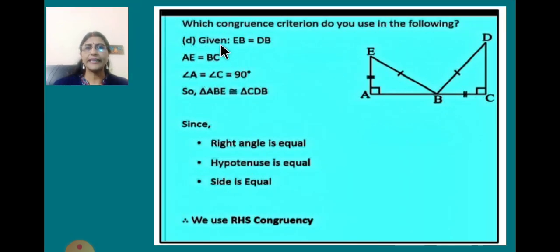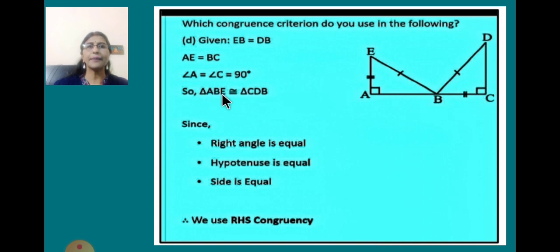Now D part of the same question. These are the two triangles given. Given EB is equal to DB. Here you can see EB is equal to DB. And here this is the hypotenuse, and this is another side. A is equal to BC, that is given. So this side is equal to this side of the other triangle. And then angle A is equal to angle C, both are 90 degrees. You can see this is 90 degrees, this is also 90 degrees.